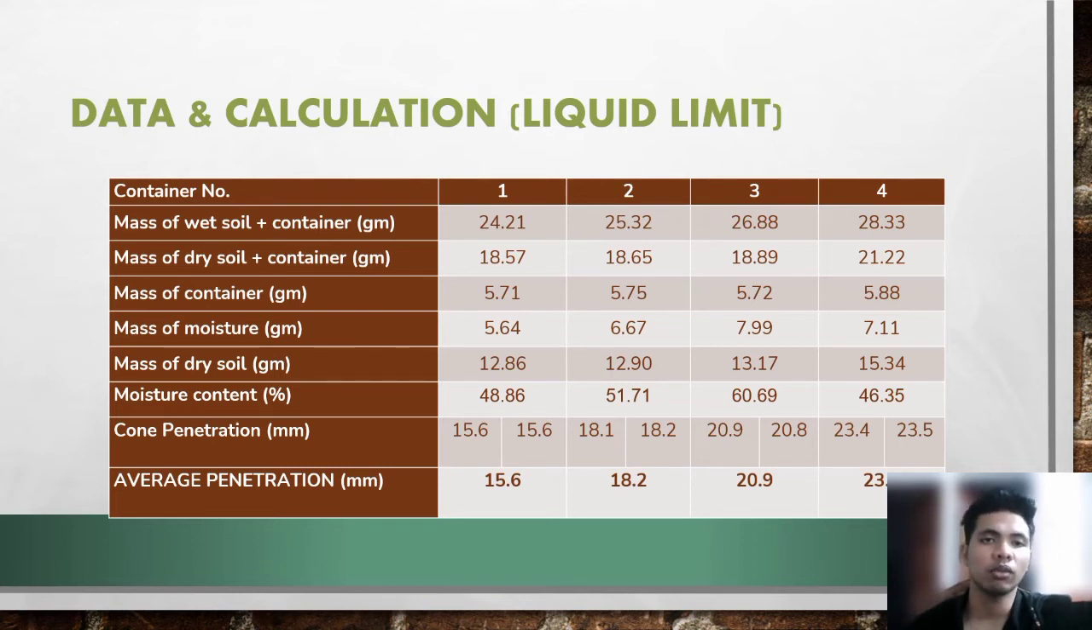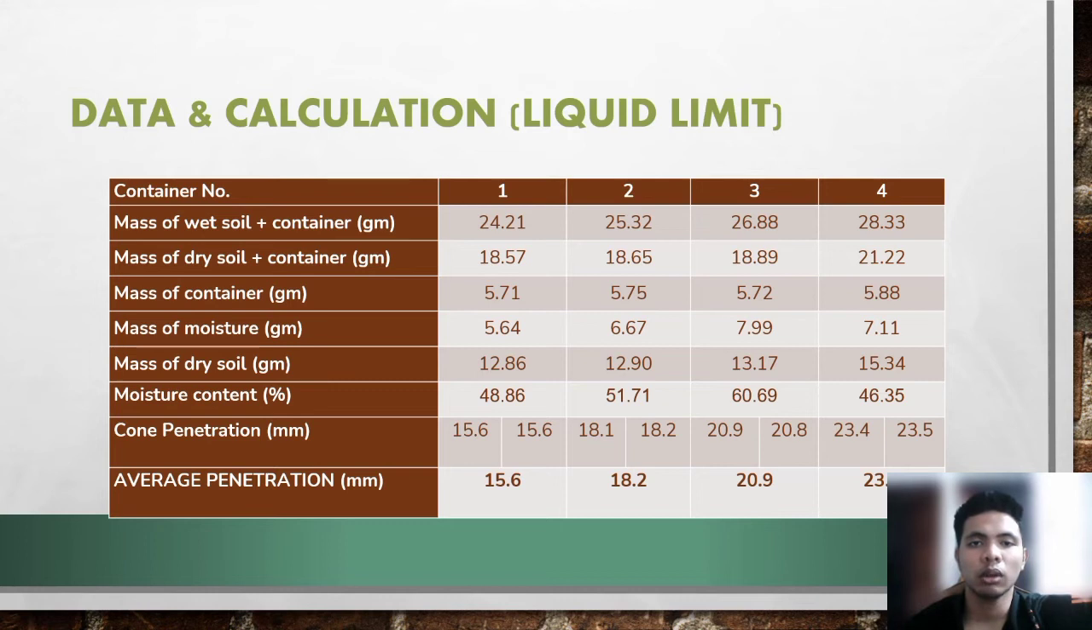And mass of dry soil in grams, the first one is 12.86, the second is 12.90, the third is 13.17, and the fourth is 15.34. Moisture content in percent is 48.86, 51.71, the third is 60.69, and the fourth is 46.35.